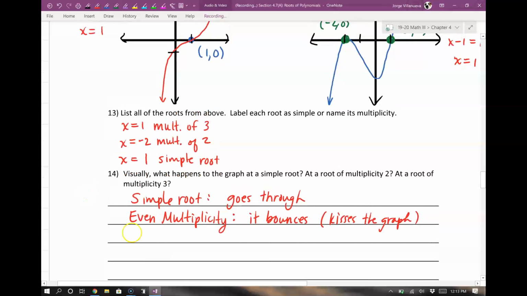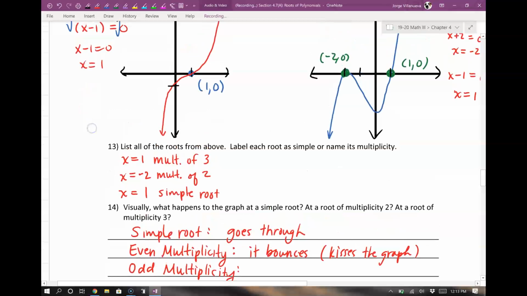Okay, what about multiplicity of 3? So I'm just going to write odd multiplicity. So my odd multiplicity occurred on that graph. Did it bounce off or go through? It goes through.